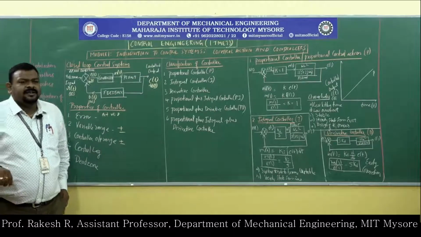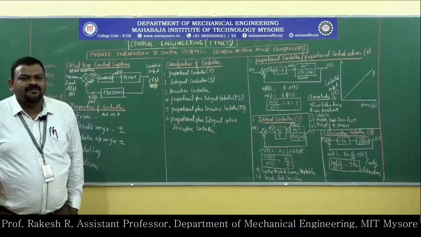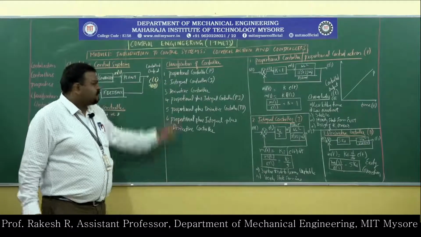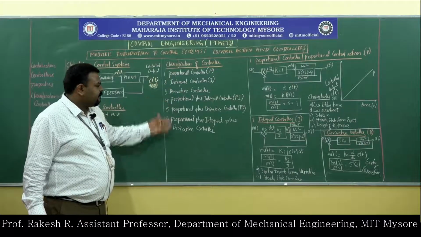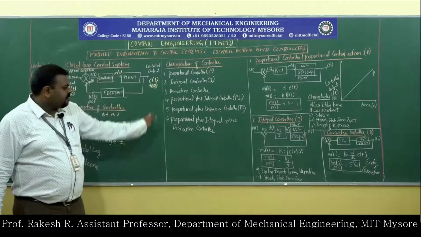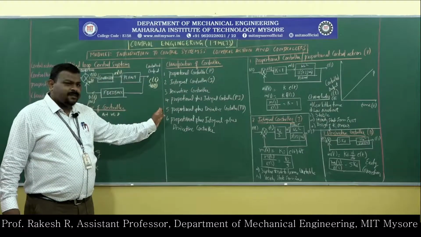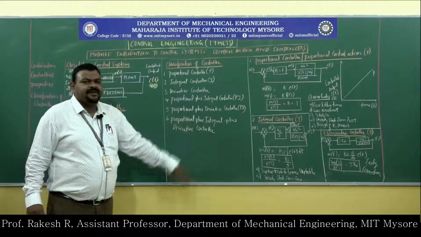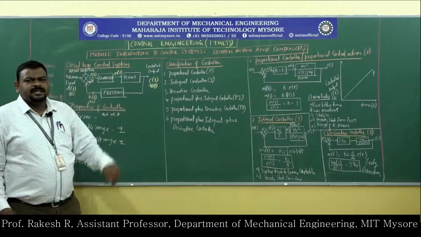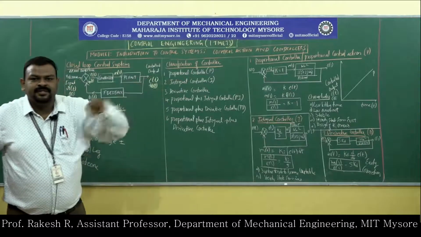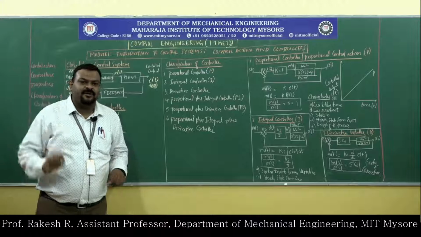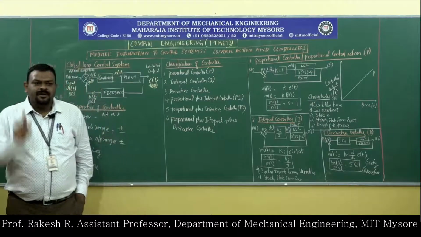Let us see the different types of classification of controllers. So there are several classifications of controllers. One is proportional, integral, derivative, PI type, proportional plus integral controller, then proportional plus derivative controller, proportional plus integral plus derivative controller. The simple controller is on and off switch. On and off means two-way position control or two position controllers.